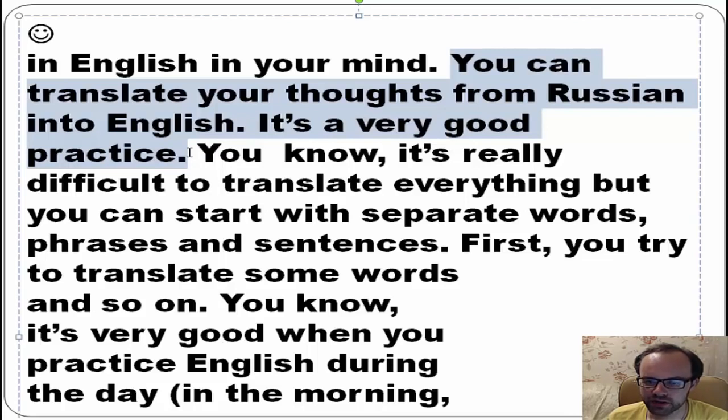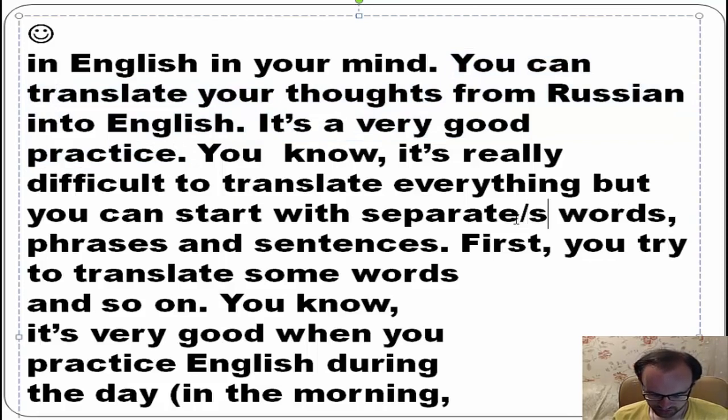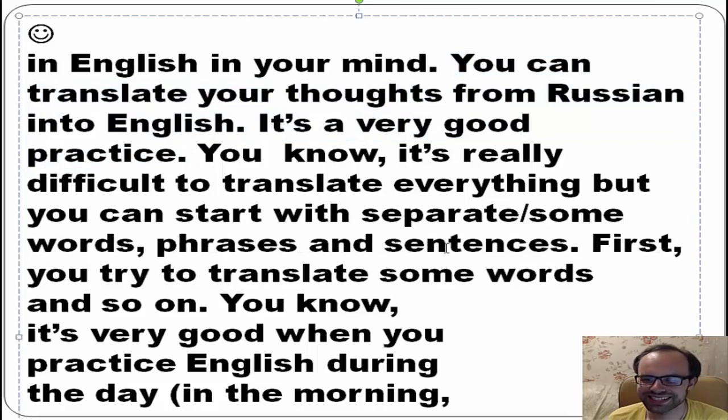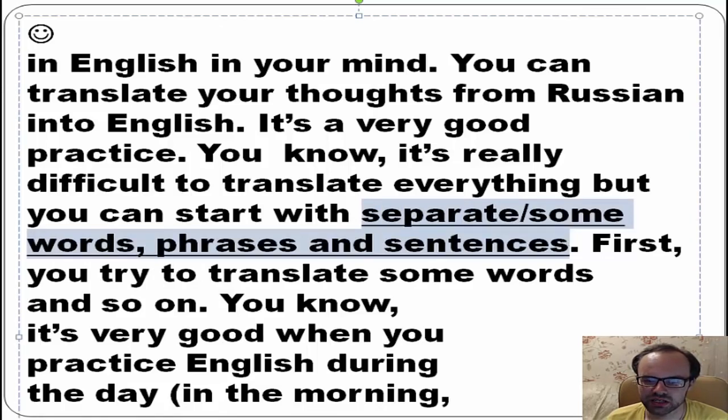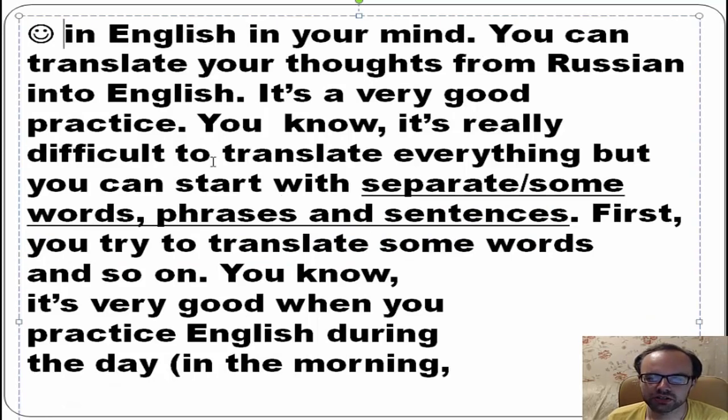It's really difficult to translate everything, but you can start with separate words. It means with some words, not sentences, with separate words, phrases, and sentences. So not speech only in English. Just start with something simple, with something easy for you, okay? So first you try to translate some words and so on.